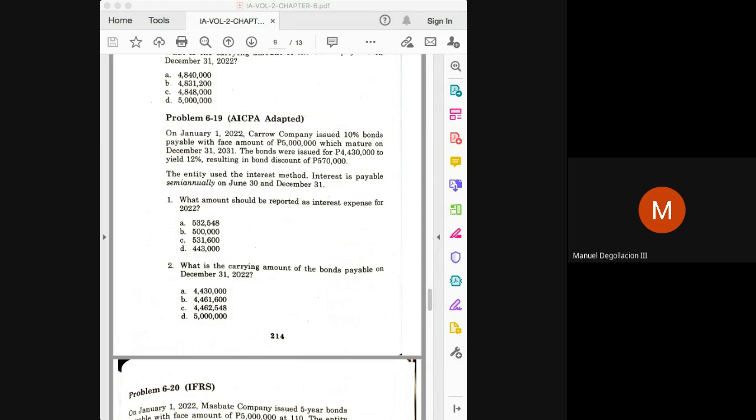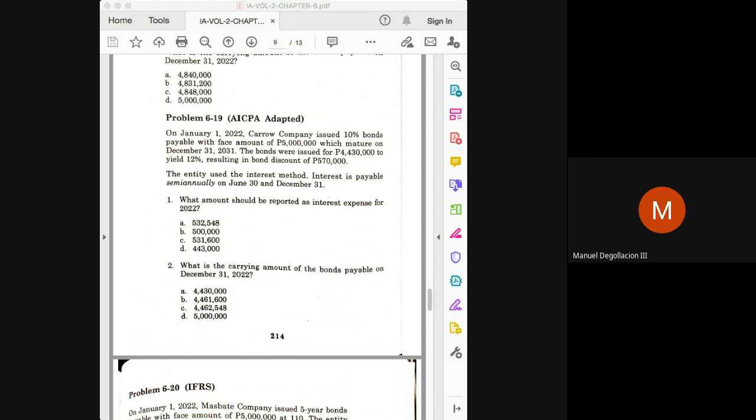Compare interest expense with the fixed interest payment. How much is the fixed interest payment? Stated rate is 10%, so that means every 6 months it's 5%. Multiply 5% with 5 million, you would get 250,000. You will now compare that 250,000 with the interest expense we have computed earlier of 265,800. That means the amortization for the first 6 months would be 15,800. And this 15,800 will be used to get the updated discount, the unamortized discount.